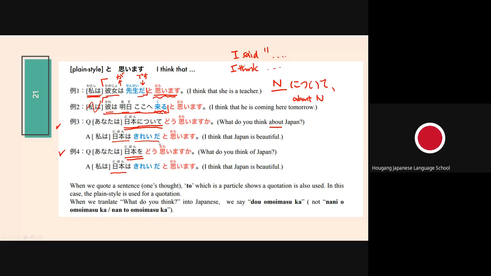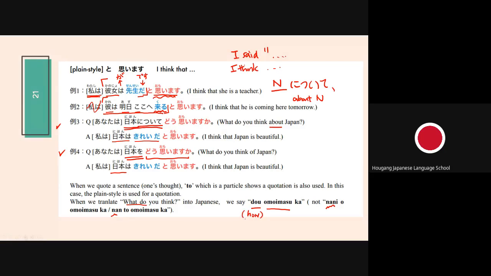Okay. And so from here, why do they use do omoimasu ka to ask what do you think? I think I mentioned before. Over here, what do you think? We know what is nan or nani, right? But we cannot use what in Japanese because it will sound weird. That's all I can tell you. Do omoimasu ka, because we can translate it as how do you think of Japan. It's better for Japanese.